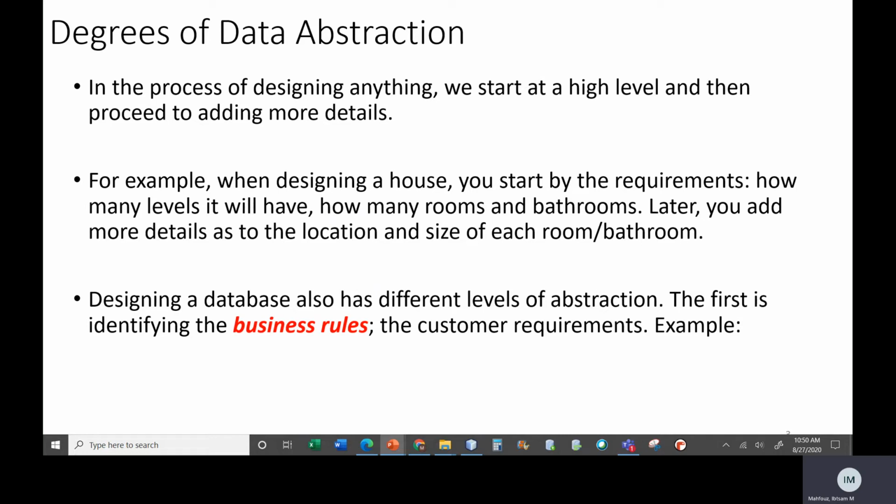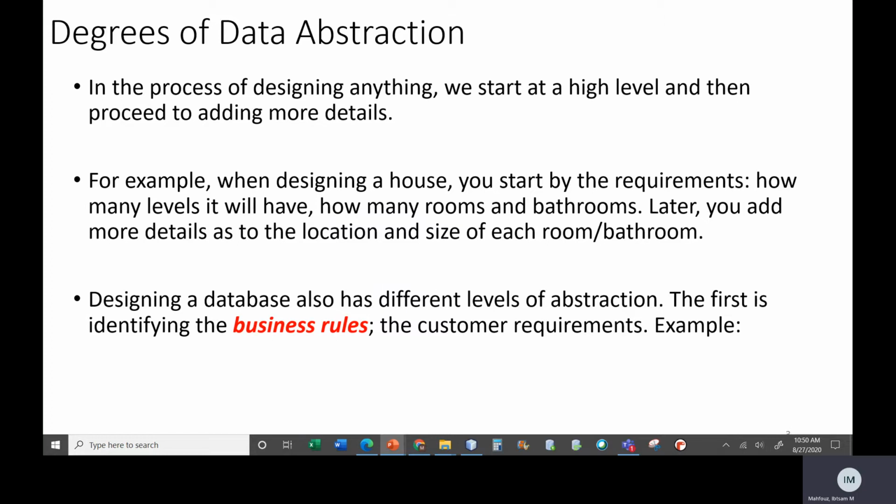So one of the things that students do when they are asked to do the database project at the end of the semester is they immediately sit and start creating tables. It's like someone who wants to build a house, and immediately they buy the material and they start digging and nailing things, which is not what we want to do.